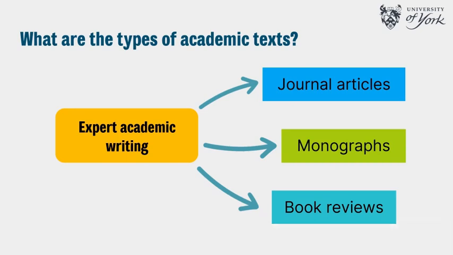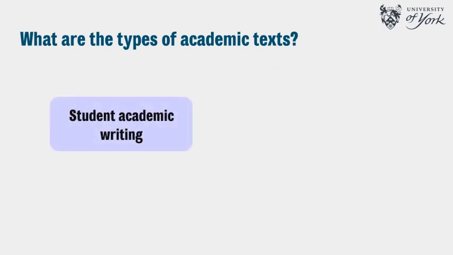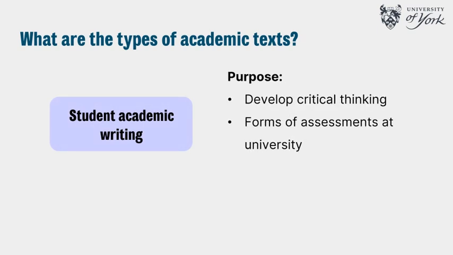The structure, purpose, and intended audience of student academic writing differs slightly from those written by expert academics. These are produced at university to help students develop critical thinking, analytical, and communication skills. They tend to be forms of assessment at university to evaluate the students' understanding of course materials. Their primary audiences are professors, tutors, and fellow students.